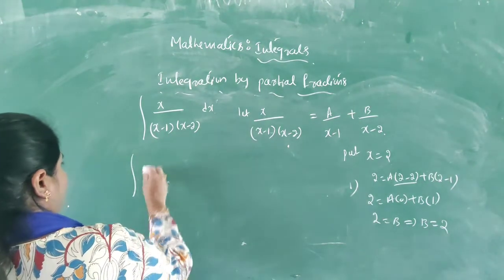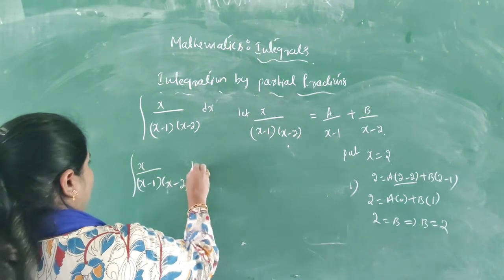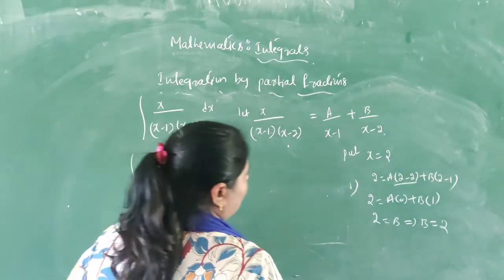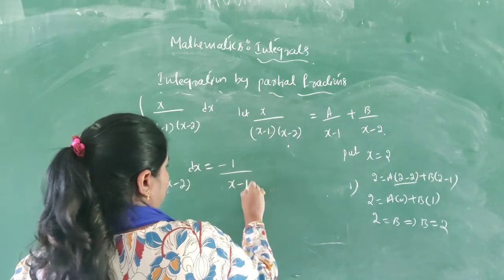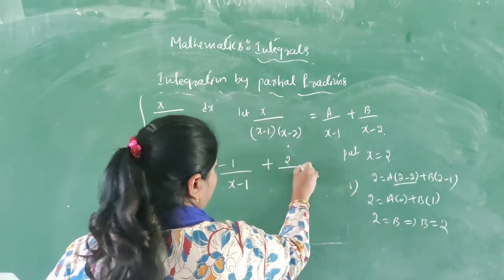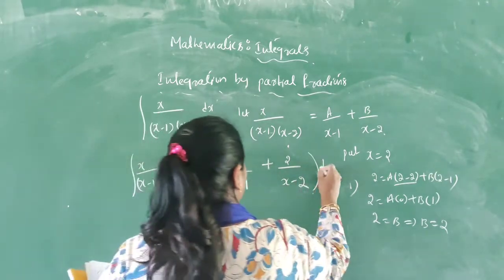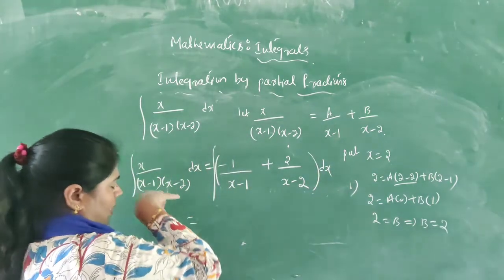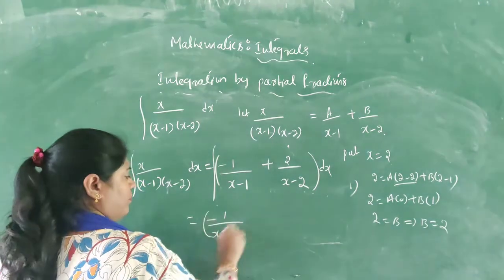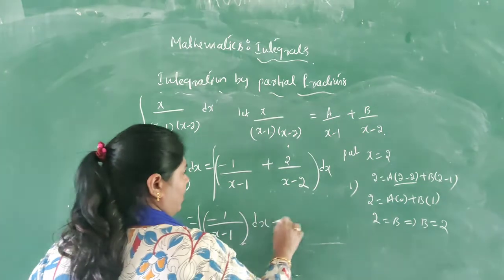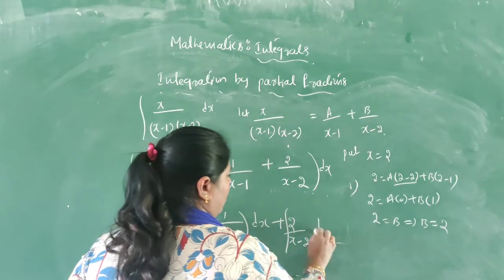So then it is going to be integral of x divided by (x minus 1)(x minus 2) dx is equal to, what is the A value? What did we get for the A value? A is minus 1, no? Minus 1 divided by x minus 1 plus B is equal to 2 divided by x minus 2, dx. So this can be written as integral of minus 1 divided by x minus 1 dx plus integral of 2 divided by x minus 2 dx.